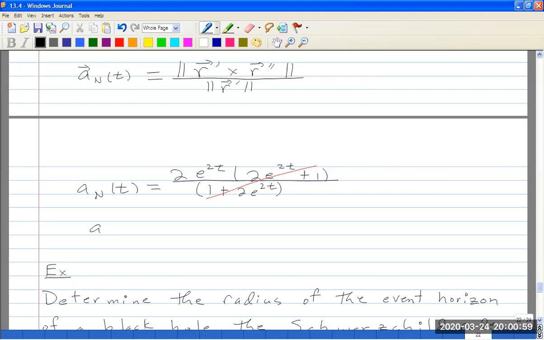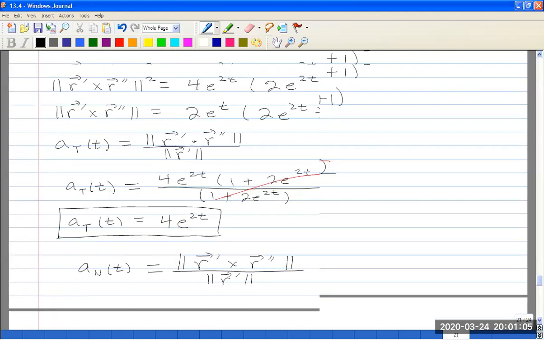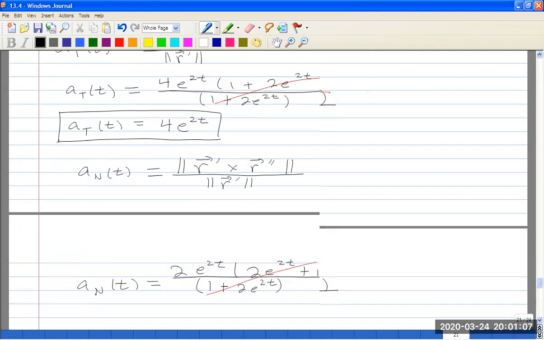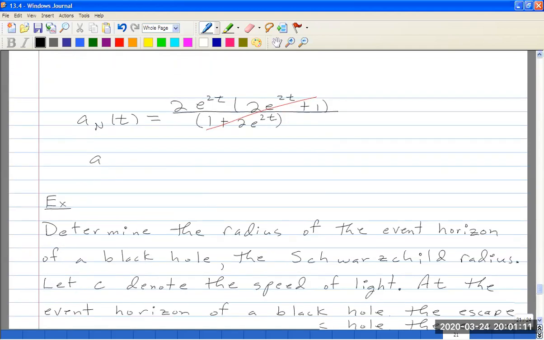Why am I saying it is a vector? Because it's not a vector. Okay, that was just an error, a typo. So the normal component is just 2e to the 2t. And that is my answer.